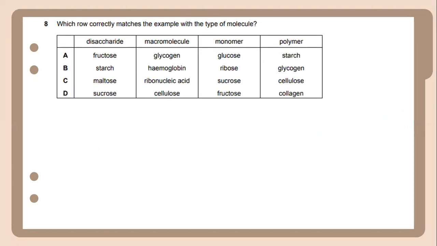Which row correctly matches the example with the type of molecule? The correct row matching the molecule type is D, where disaccharide is sucrose, macromolecule is cellulose, and monomer is fructose, and polymer is collagen.